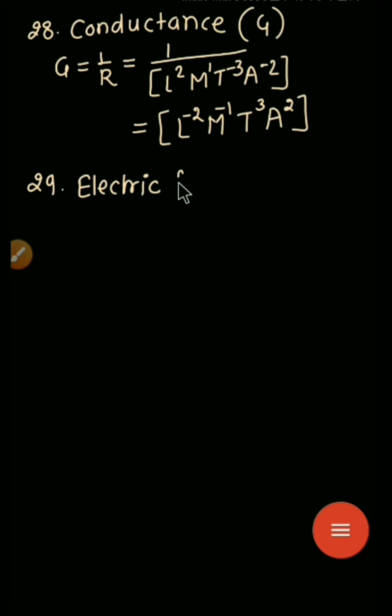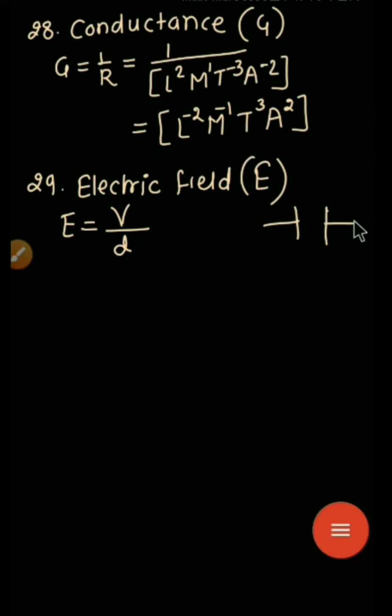Electric field, which is denoted by capital E. The formula for electric field is electric potential upon d, that is a length. Electric potential means the potential we have between the plates, and d is the distance between the plates, right? So this is the formula for the electric field.